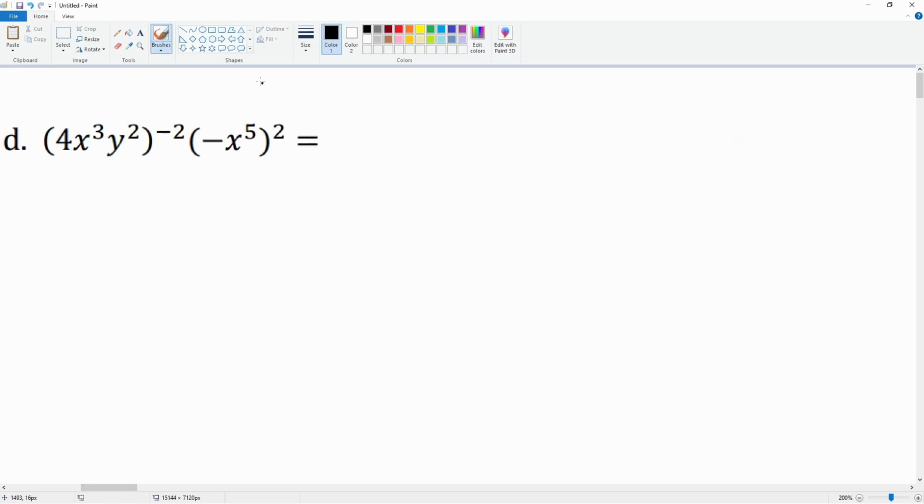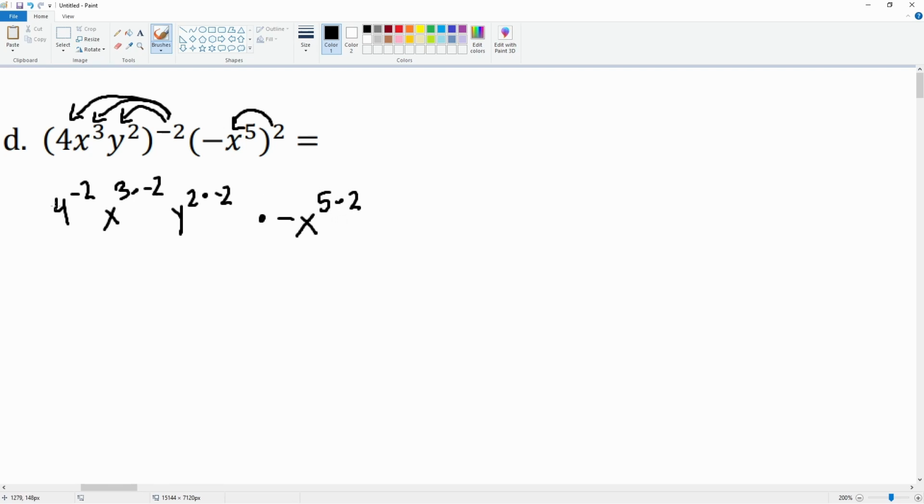There's multiple terms, but we are essentially doing the same thing here. Okay, right? So 4 to the -2 power, x to the 3rd times -2, y to the 2 times -2. Right? Then I have this here that's going to happen times -5 times to the 2. Okay, let me just write it here.